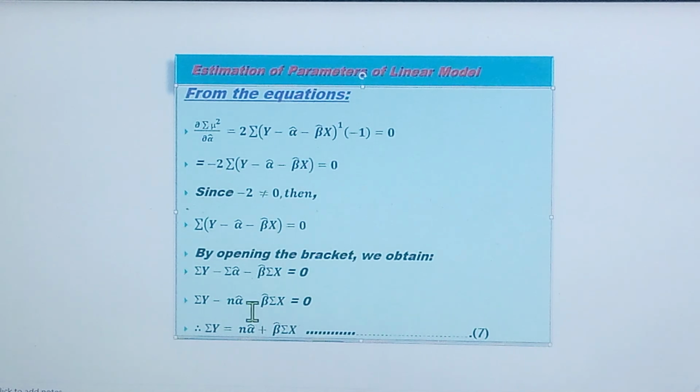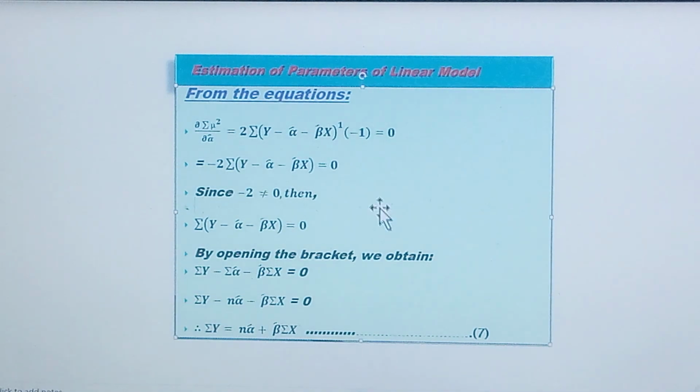Summation alpha cap will be equal to n alpha cap, then minus beta cap summation x. So here we now make summation y the subject of the formula to arrive at what we have in equation 7. So equation 7 becomes the first normal equation.